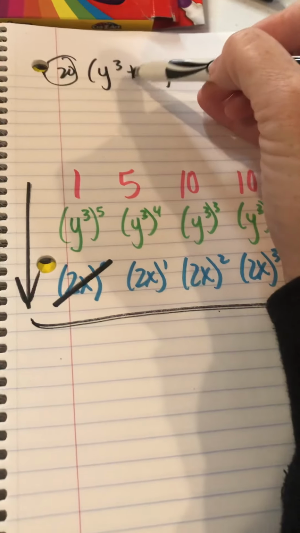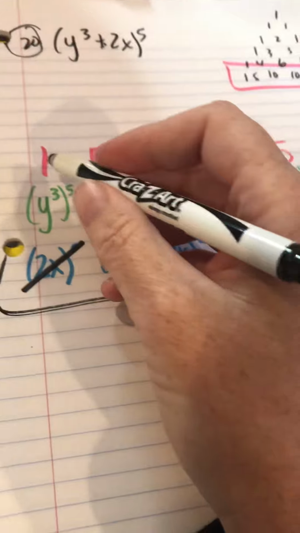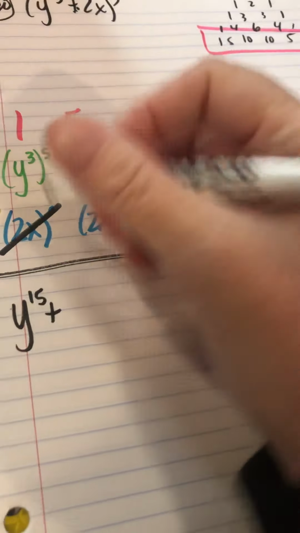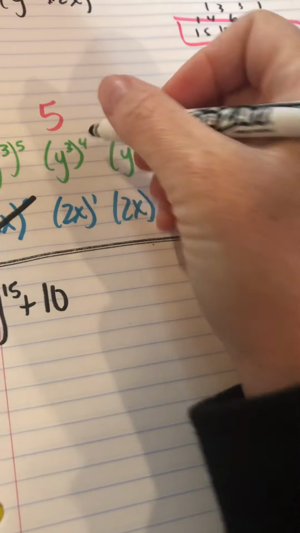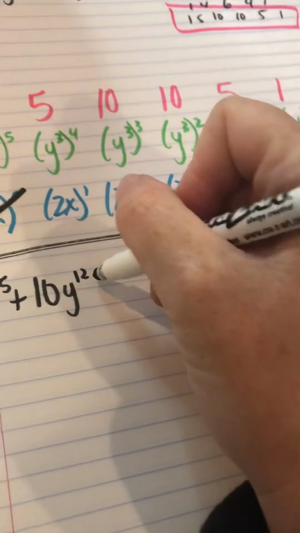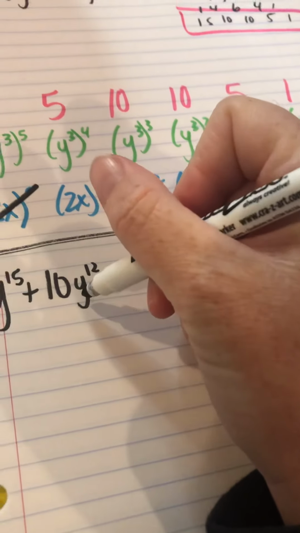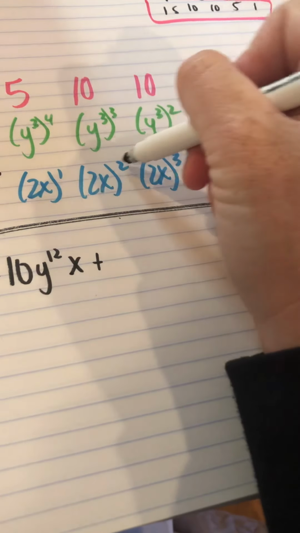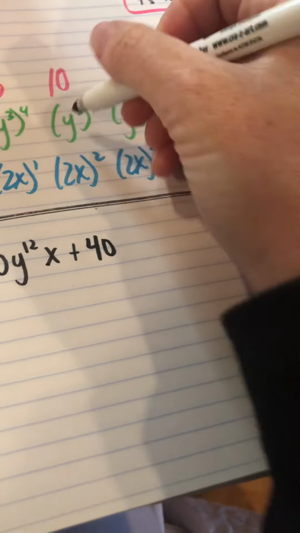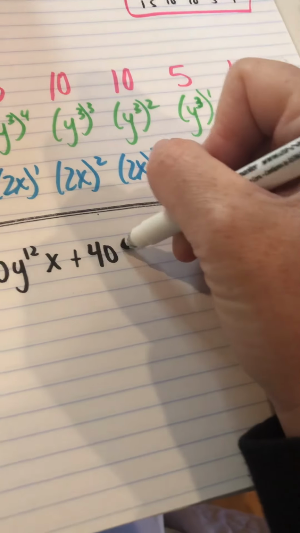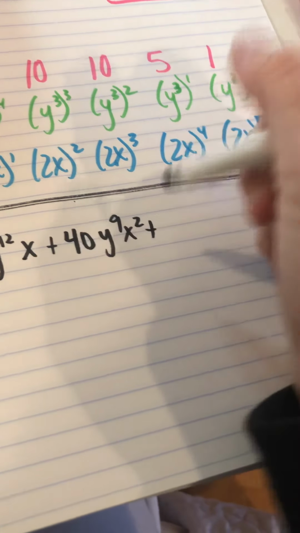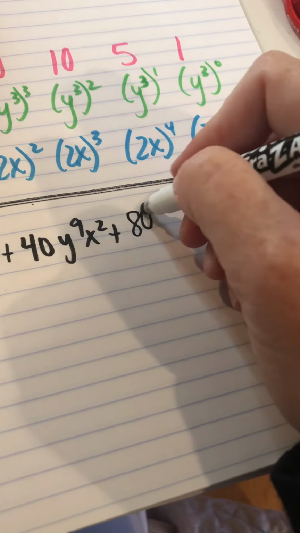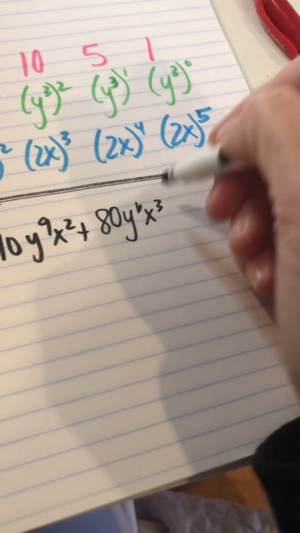Okay, so this is plus. That means we're just going to plus it out. So we have 3 times 5 is 15, plus 2 times 5 is 10, and I'm going to have y to the 12th, and I'm going to have x to the 1. You could put the x in front if you like, but it's typically just in order. Plus 2 squared is 4 times 10 is 40, and then I'd have 3 times 3 is y to the 9th, x squared. Then right here I've got 2 cubed. 8 times 10 is 80, y to the 6th, x cubed.